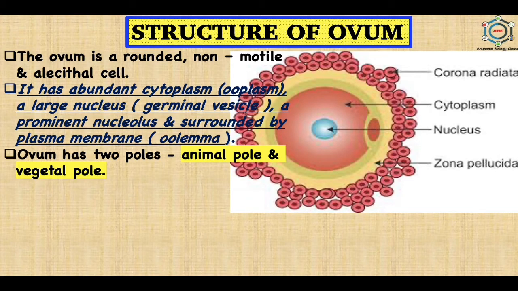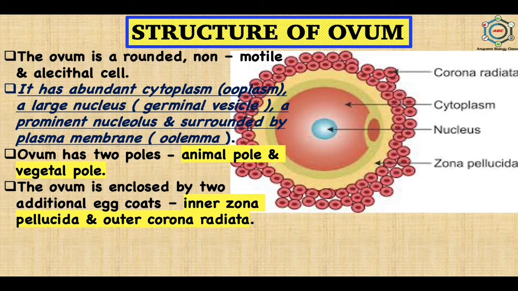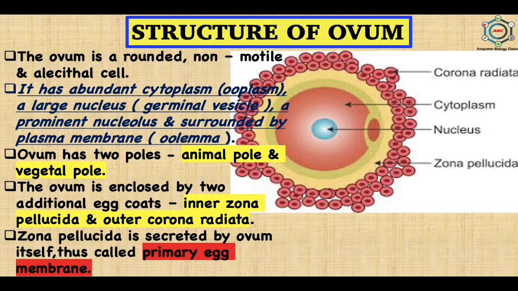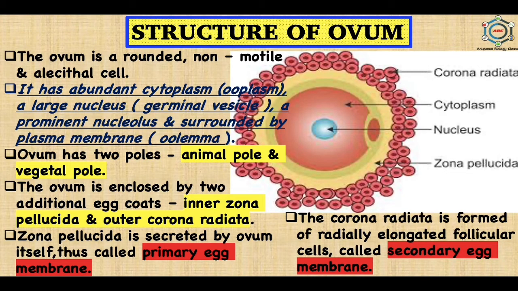Now, the ovum has two poles. The first one is the animal pole and the second is the vegetal pole. The ovum is enclosed by two additional egg coats, that is the inner zona pellucida and the outer corona radiata, which you can see in the picture. Zona pellucida is secreted by the ovum itself, thus called the primary egg membrane. And the corona radiata is formed of radially elongated follicular cells, called the secondary egg membrane. So, the primary egg membrane is zona pellucida and the secondary egg membrane is corona radiata. It is very important from the examination point of view.